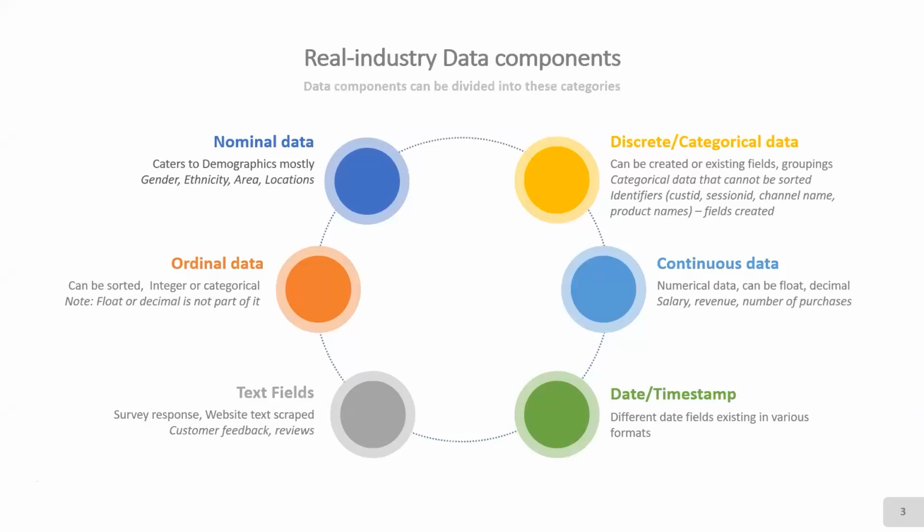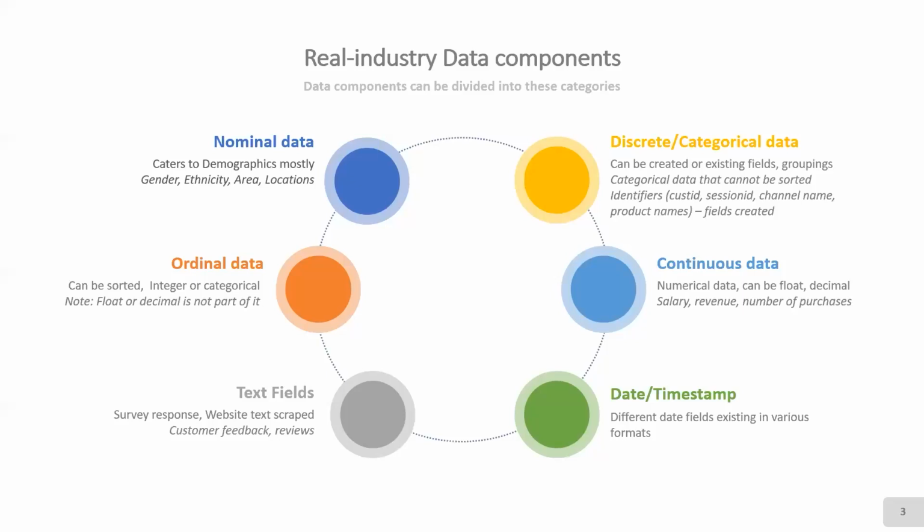When I'm talking about nominal data, it caters to anything related to gender, ethnicity, area, hair color, locations, and all those. It is also a categorical field, but it has a factual reference available. Whereas to differentiate it from the discrete or category fields, it is a field that is created by someone. It's a derived categorical variable.